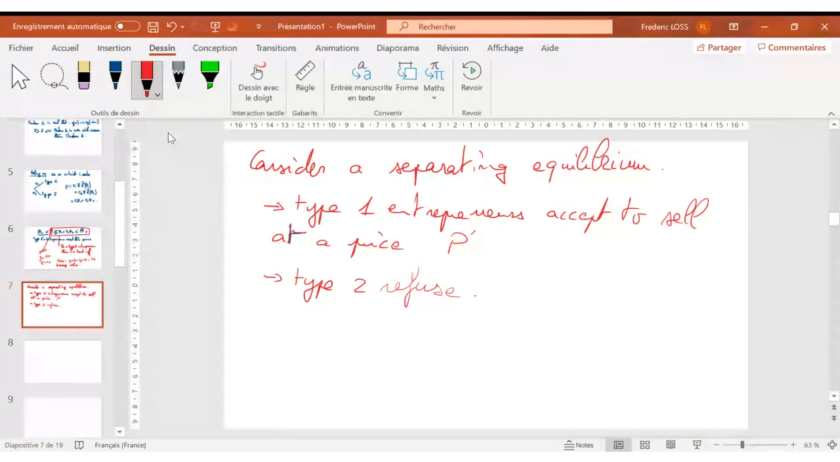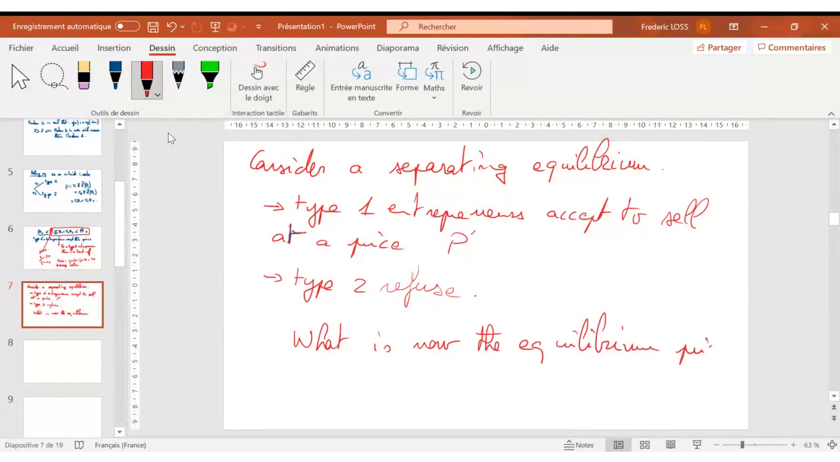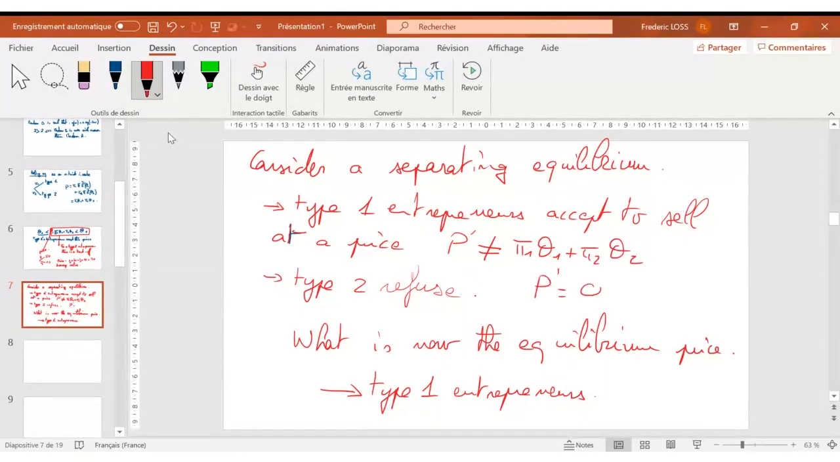So what is now in this situation the equilibrium price? Well, now you see that in front of you, if you are an outside investor, you know that you only have type 1 entrepreneurs. So the price is no longer pi 1 times theta 1 plus pi 2 times theta 2. Now it is theta 1 only, because you're going to have a type 1 entrepreneur with a probability equal to 1. Okay, you agree with that?